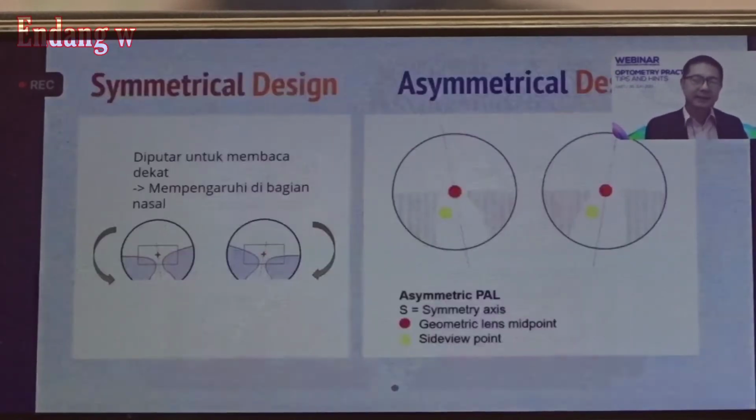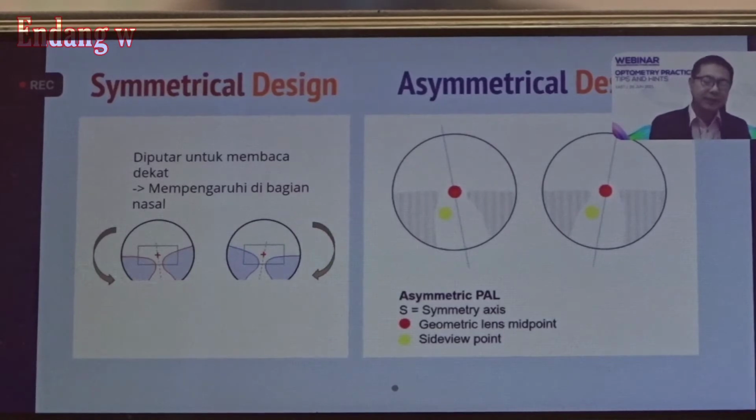So what is symmetrical and asymmetrical design? Symmetrical design is a lens where the right and left lenses are the same. You just turn it one way or the other. But because of this, the nasal area will be affected when you roll your eye left and right looking into the periphery. Designers felt this was not the best idea because it affects your nasal viewing, so they came out with an asymmetrical design, with a separate right lens and left lens.